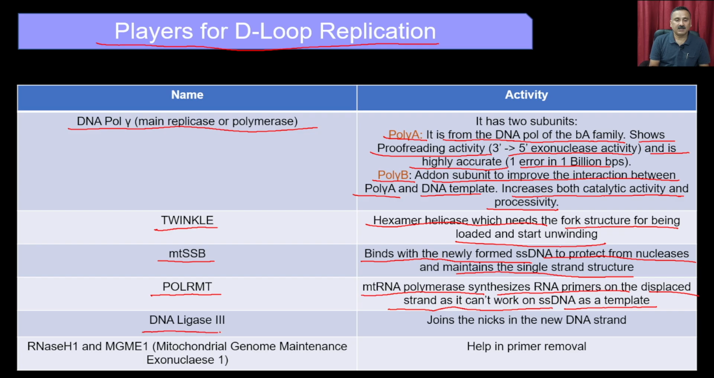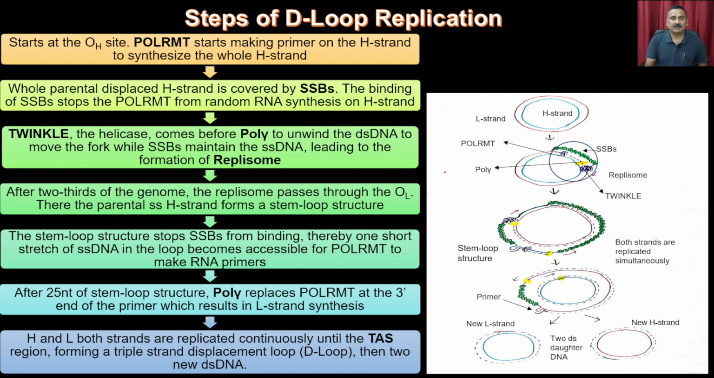Then you also require the DNA ligase 3. DNA ligase joins the nicks in the new DNA strands. Then you also require RNase H1 and MGME1, the mitochondrial genome maintenance exonuclease 1, that helps in primer removal after the replication. So, these are the steps of the D loop formation, D loop replication.